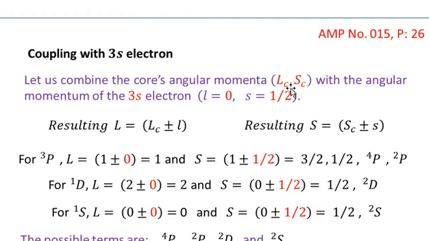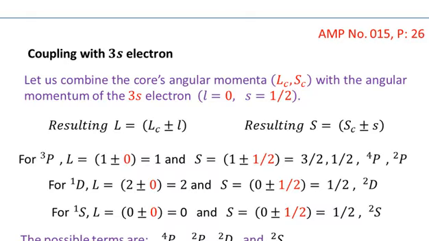So let us combine the core angular momenta Lc and Sc with the angular momentum of the 3s electron. And for the 3s electron, I have L is equal to 0 and S is equal to half. So the resulting L after coupling of the core angular momenta with the 3s electron will result in the value of capital L and in the value of capital S. So I am referring to them as resulting capital L and resulting capital S. The resulting capital L will be obtained by LC plus minus L, and the resulting S will be obtained by SC plus minus S.